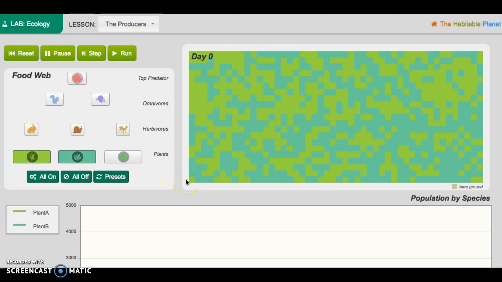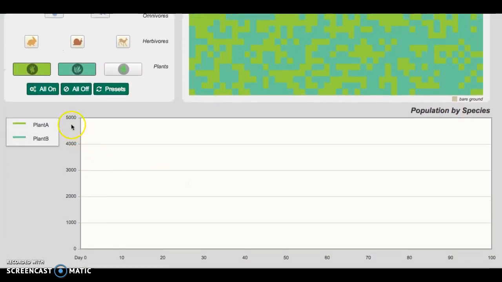Okay, and then we have a graph, and this graph shows on the y-axis here we have the population numbers. That's the total number of organisms. And then on the bottom here we have the time on the x-axis. This is the days, and we have day 0 all the way up to day 100.